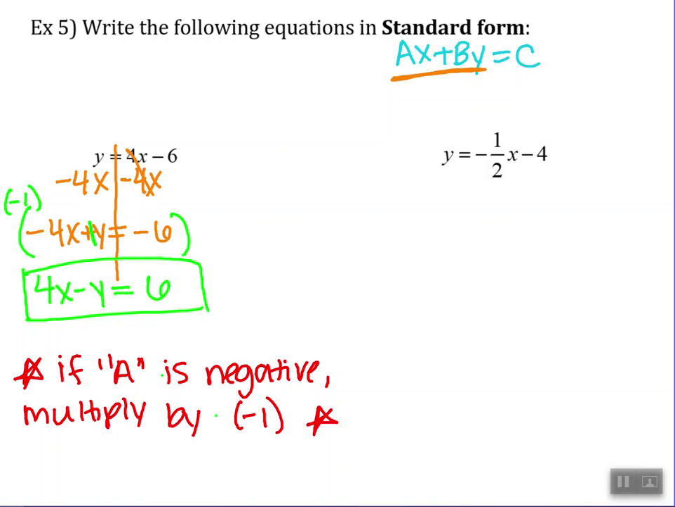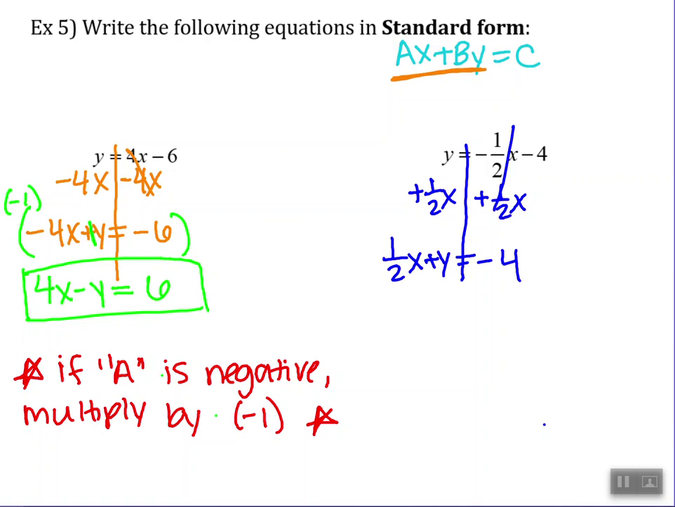All right, our last example here, the only difference is we also, if you remember back, we don't like fractions, but we're going to do the same thing here. I have negative 1/2 x. I want to have the x and y on the same side, so I'm going to add 1/2 x to both sides. So I get 1/2 x plus y equals negative 4.